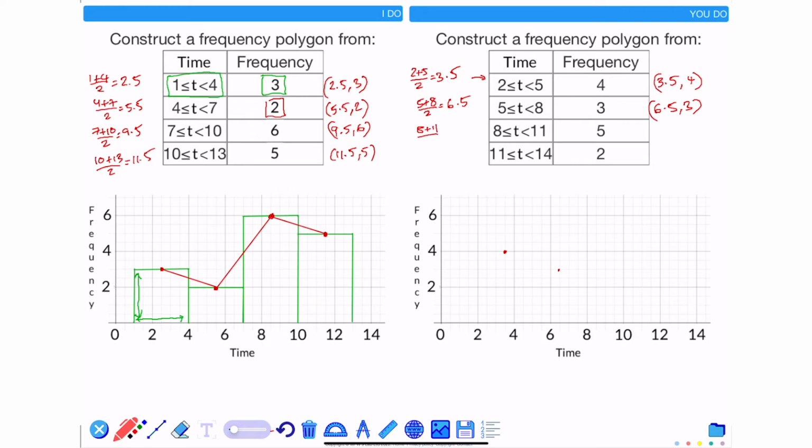Eight plus 11 divided by 2 is 9.5. The third point is (9.5, 5). And finally, 11 plus 14 divided by 2 is 12.5. So my final point is (12.5, 2). In order to construct my frequency polygon, all I need to do is join these points up. And this is my final answer.